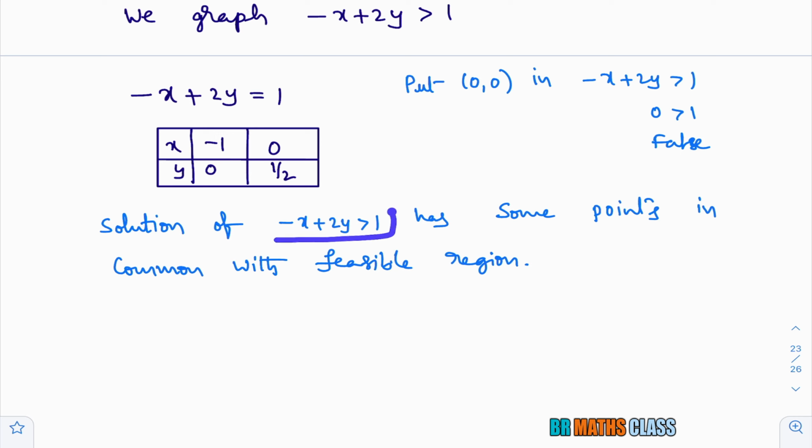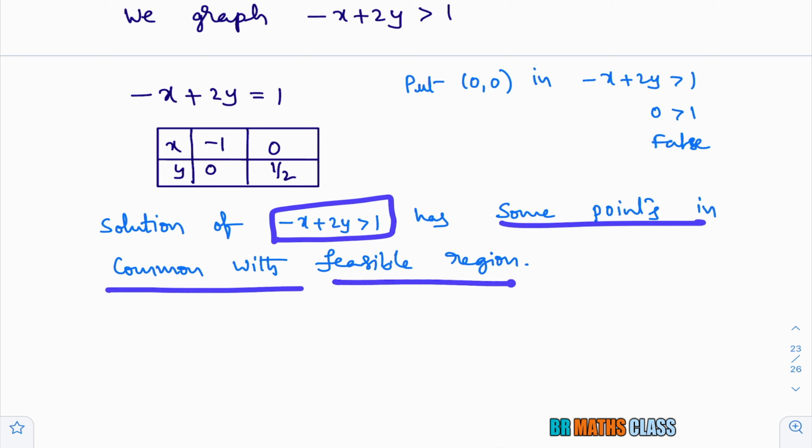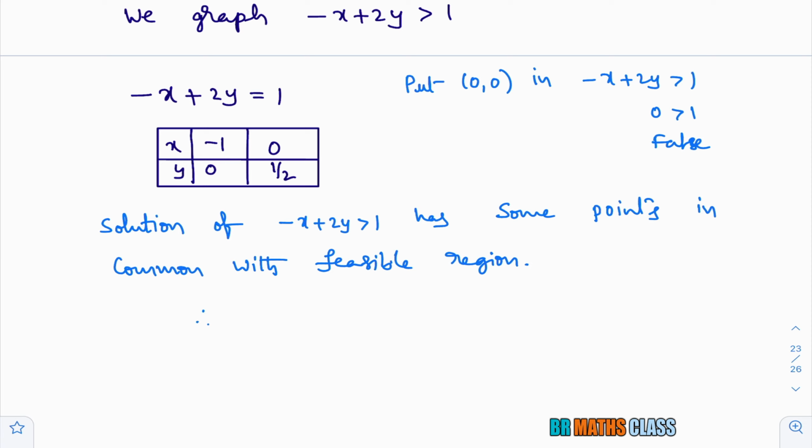As the solution of z greater than m has some points in common with the feasible region, we say that there is no maximum value for the given objective function. Therefore, z equal to minus x plus 2y has no maximum value.